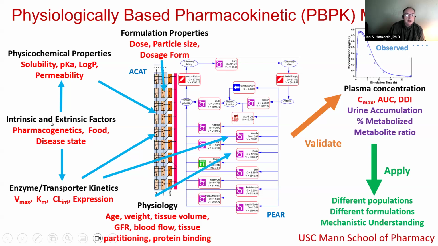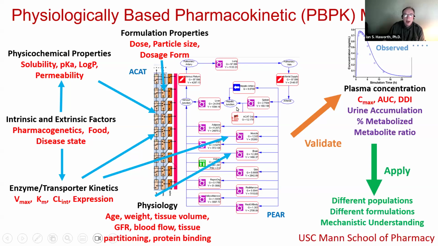And then intrinsic and extrinsic factors, which I think are not really put directly into the model, but are used to modify other parameters. So pharmacogenetics, for example, may affect expression levels of certain proteins. Disease state may do the same. Food may influence solubility, for example. So these, and you could think of many other ones that could modify these basic parameters.